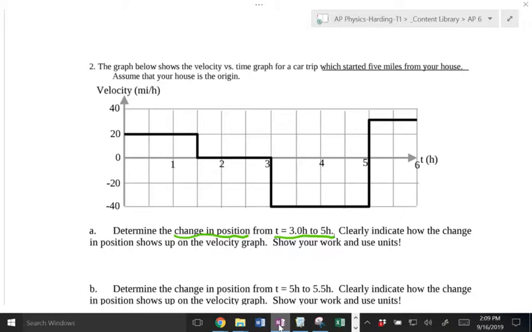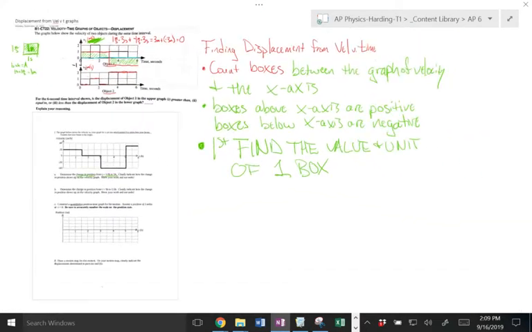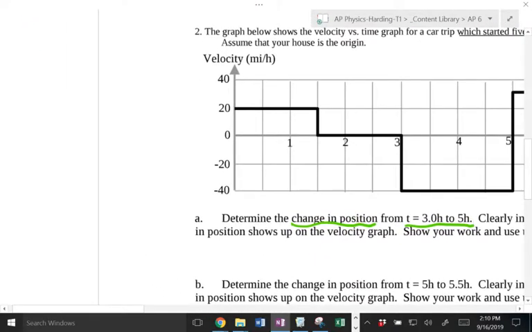I don't think I did a good enough job shouting at the other classes about this, but since I put it in all caps over here, you did it, because most other hours it was kind of 50-50 between getting answers of -80 or -160, right? Find the value and unit of one box.